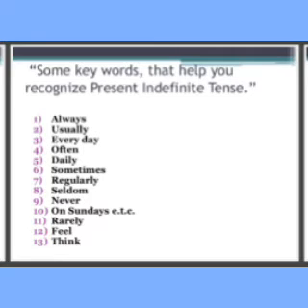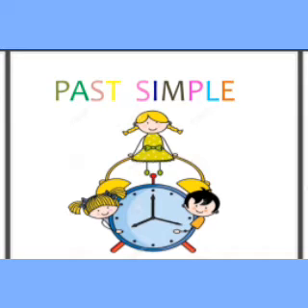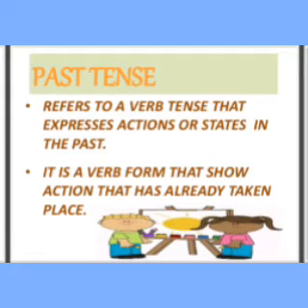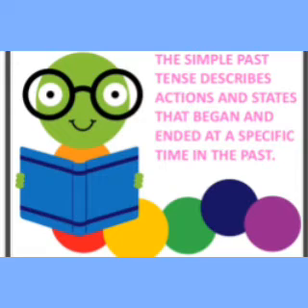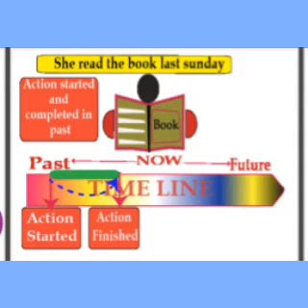Children, now let us move to the second kind of tense, that is the past tense. So children, past tense refers to a verb that expresses actions or states in the past. It is a verb form that shows action that has already taken place. It is used to denote an action that had finished or completed at a specific point of time in the past. The simple past tense describes actions and states that began and ended at a specific time in the past.